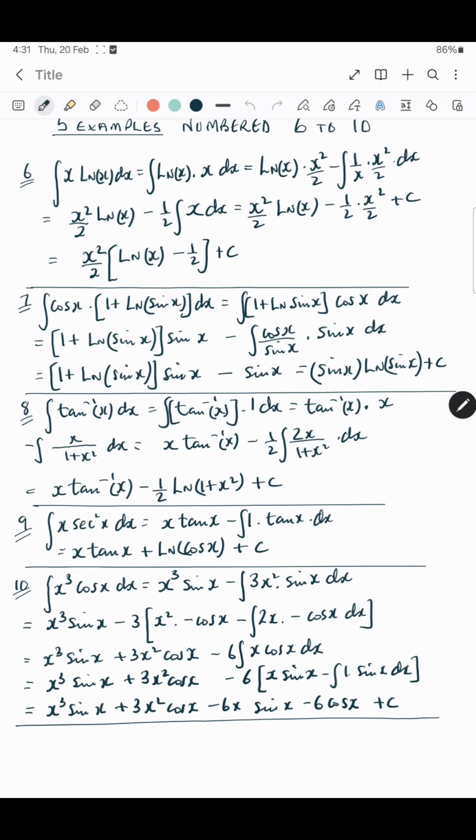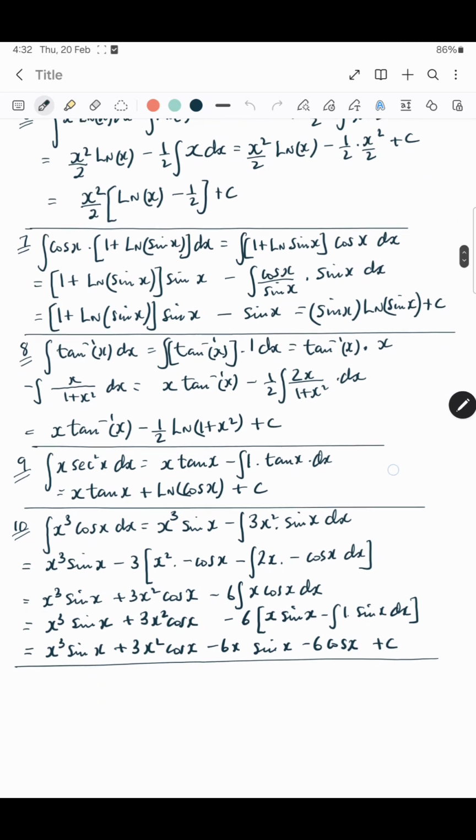And so continuing, we've got x tan inverse x minus, and I've altered the integral slightly by taking a half outside and having a 2x in the numerator there. That's in order that the numerator is now the exact differential of the denominator. And so we now have on the next line x tan inverse x minus a half log n 1 plus x squared plus c. That deals with number 8.